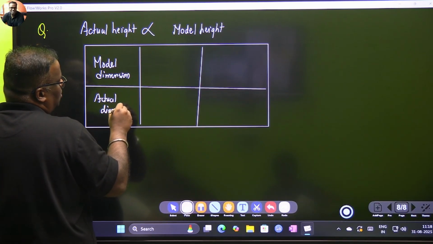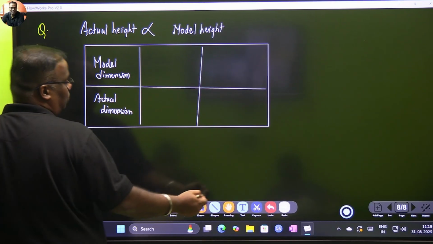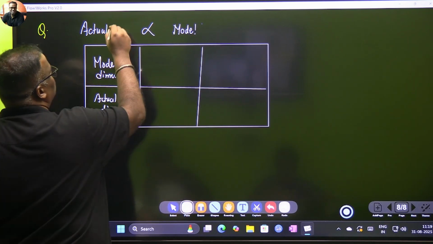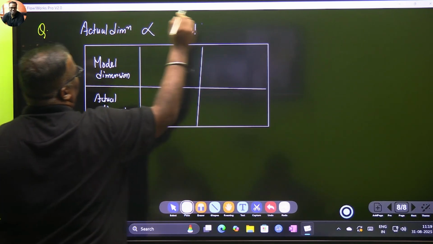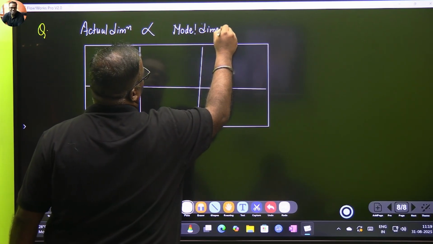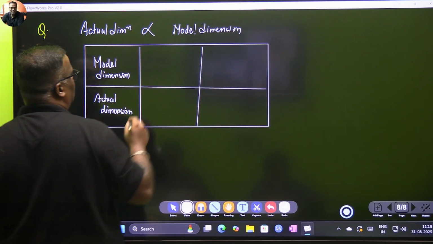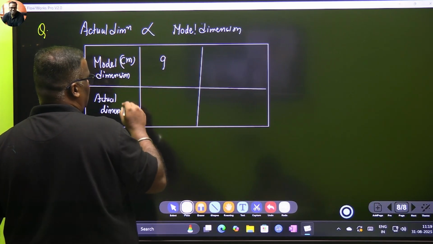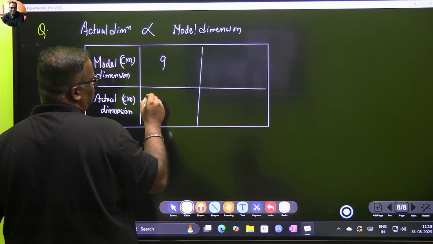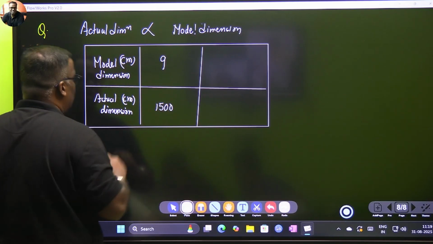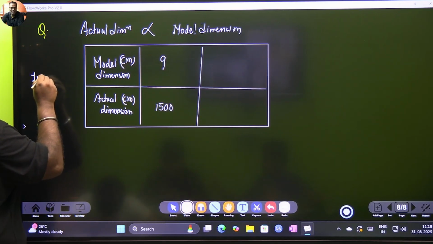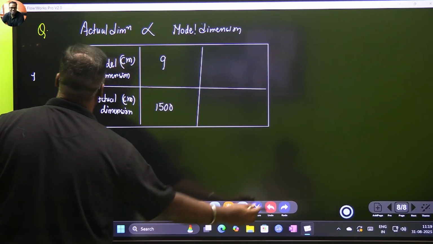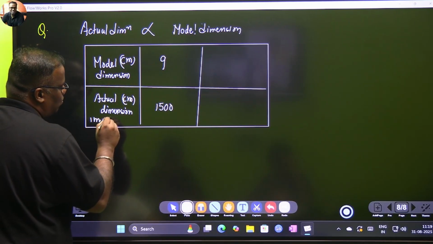I'll tell you why. Because finally they are not asking you to find out height. So we will write actual dimension and model dimension. We are trying to solve everything in centimeters. So when this was 9 and this also in centimeters, it was 15, so this becomes 1500. And you can just write here 1 meter is equal to 100 centimeters.